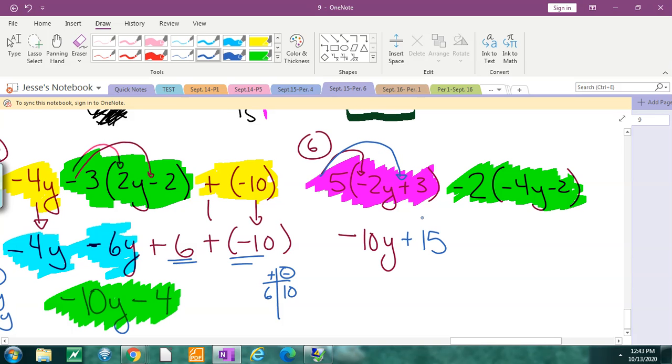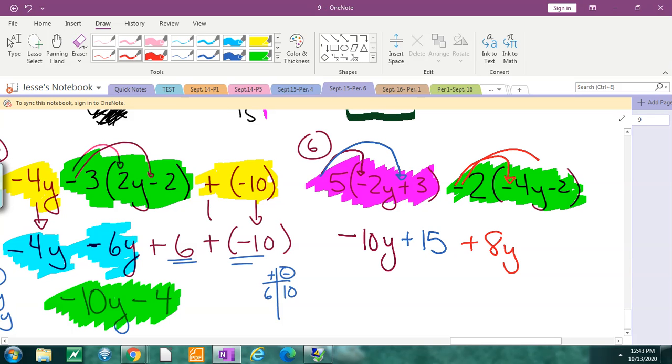Okay, so far so good, you guys? Yeah. All right, the next one. Negative times this negative is positive. And then the 2 times the 4y is 8y. And then we're going to keep going.